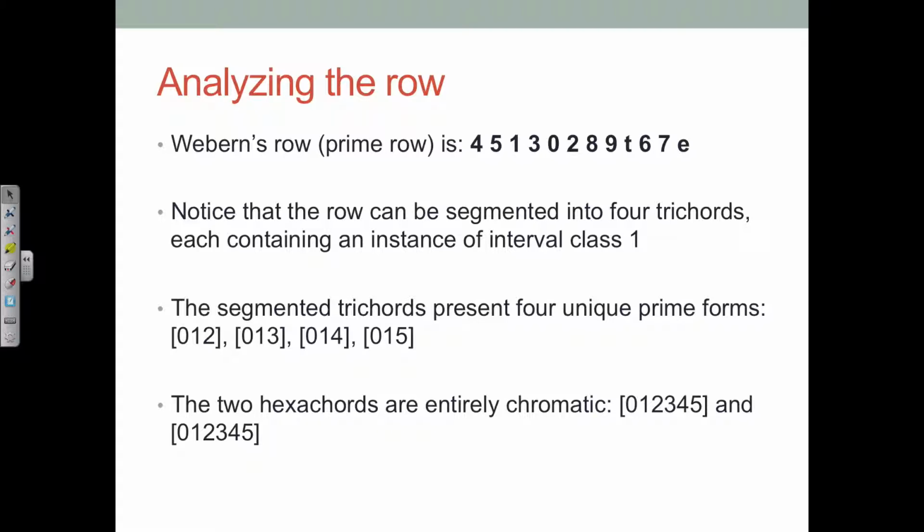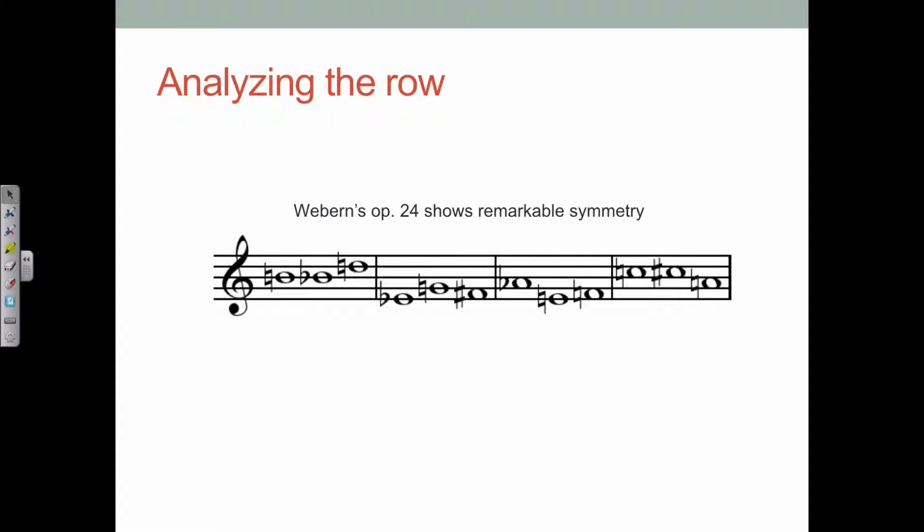And of course, if you split it in half, the 2 hexachords are entirely chromatic, and they share the same prime form. Looking at that, splitting it in half, you'll see that one hexachord is the first 6 notes of the chromatic scale, starting with C, and the second hexachord is the remaining 6 notes of our aggregate.